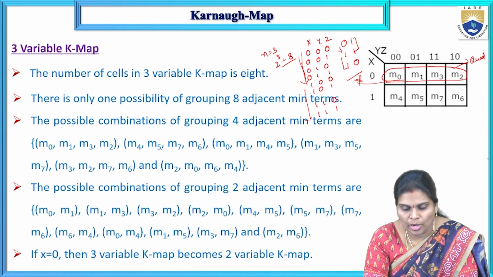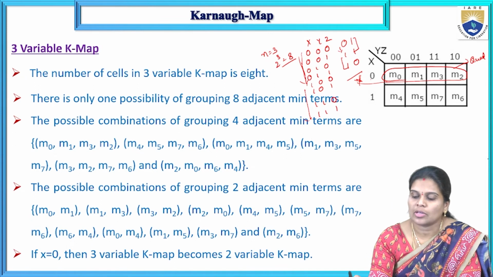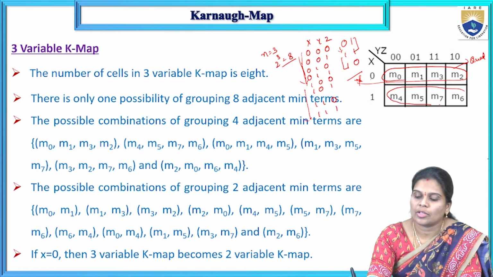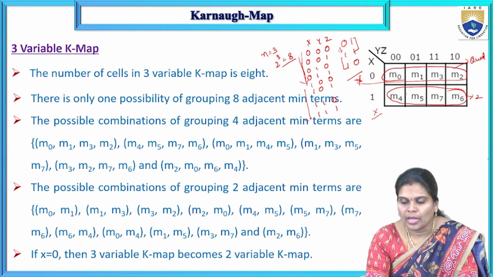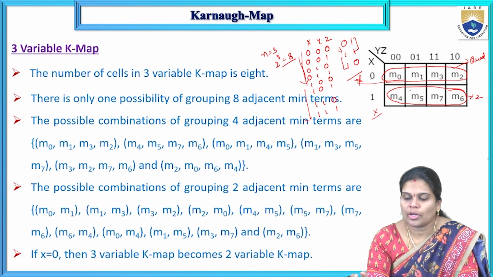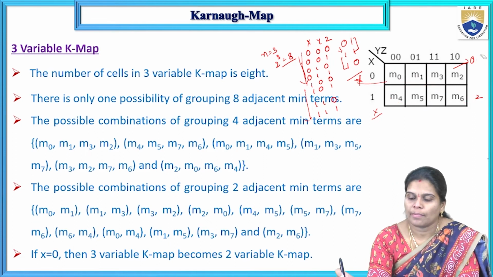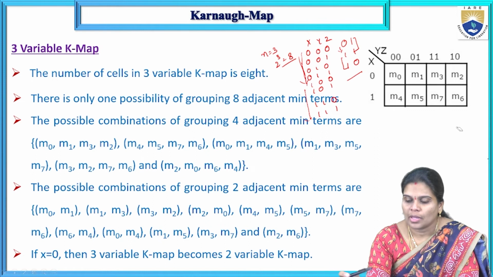Next one is M4, M5, M6 and M7. Similarly, this is another group. Here the common expression is x. Next one is M0, M1, M4, M5. So either these four boxes are ones.